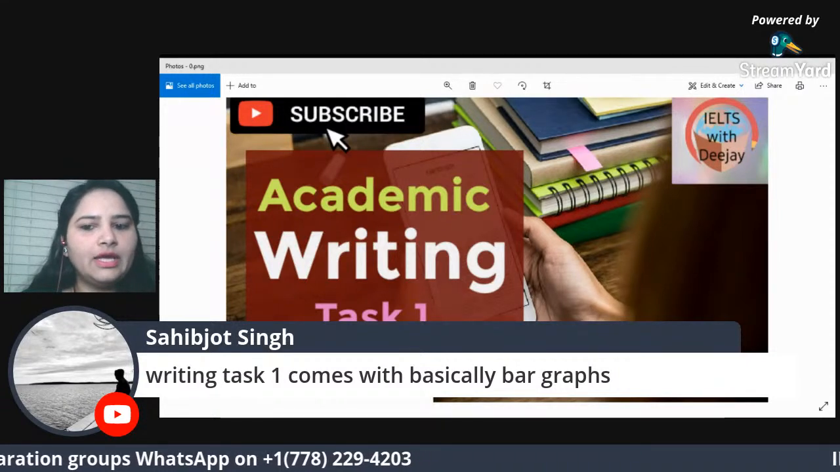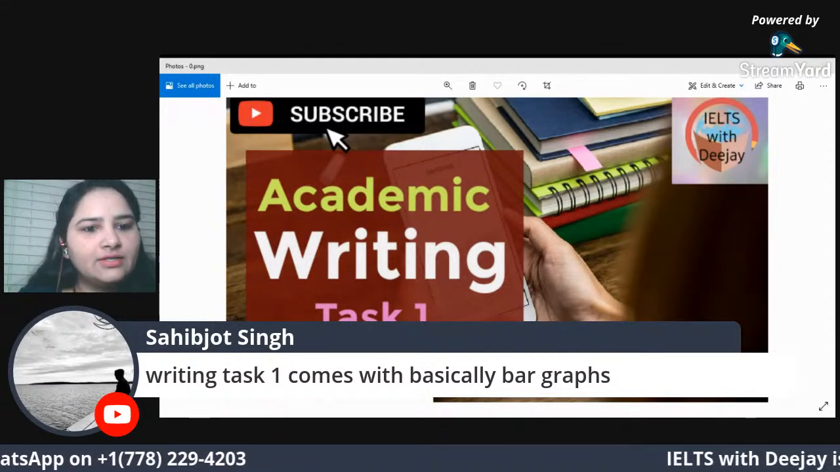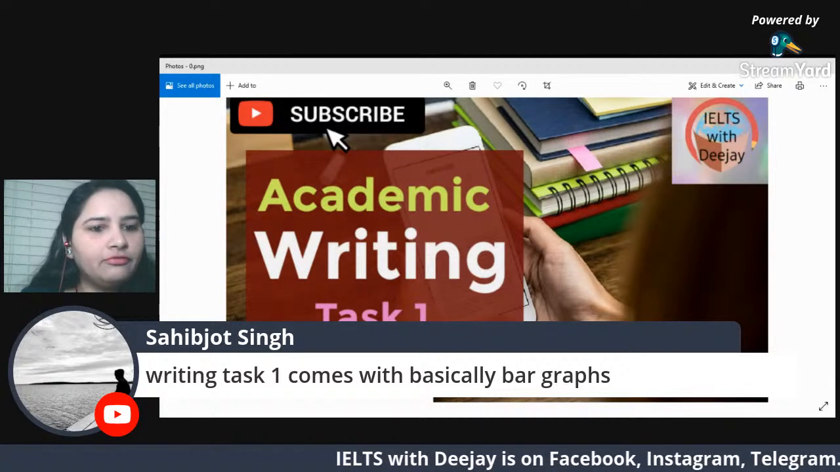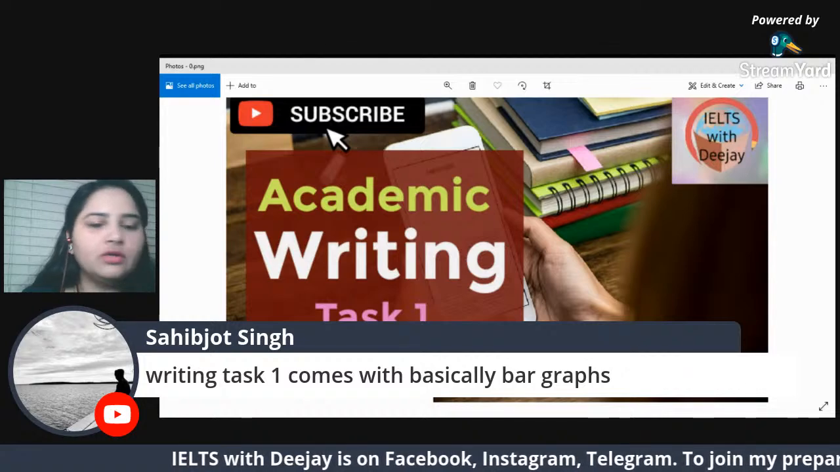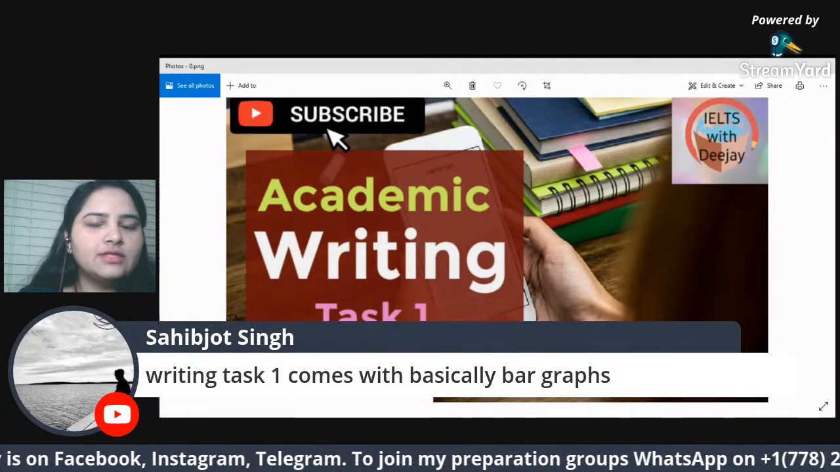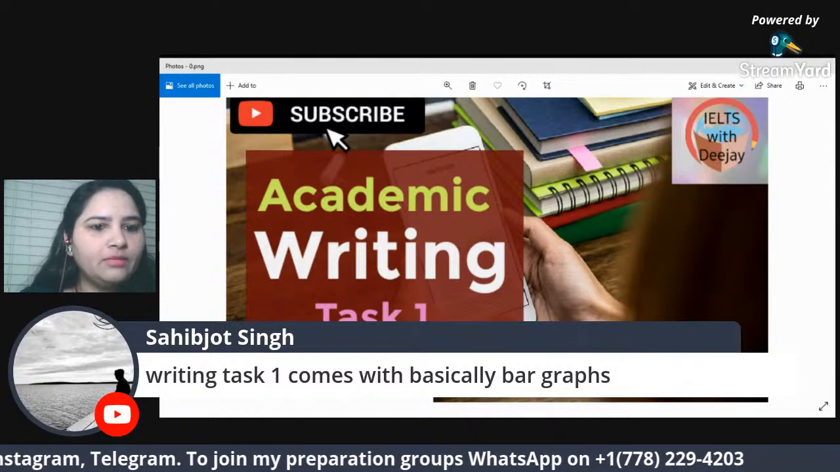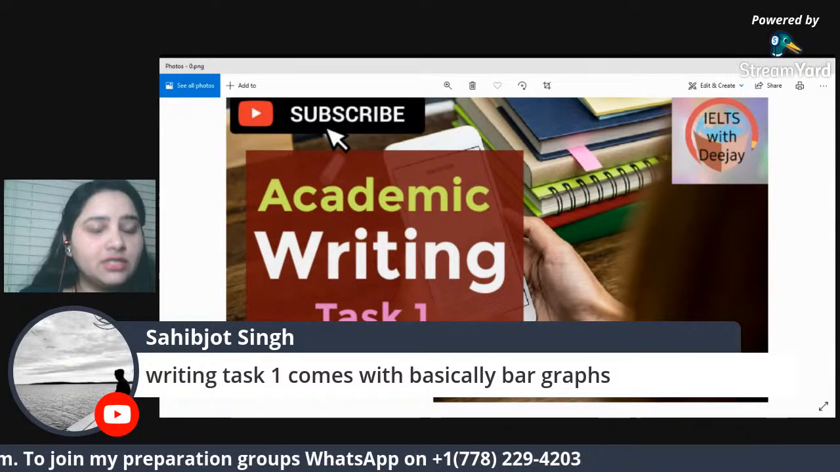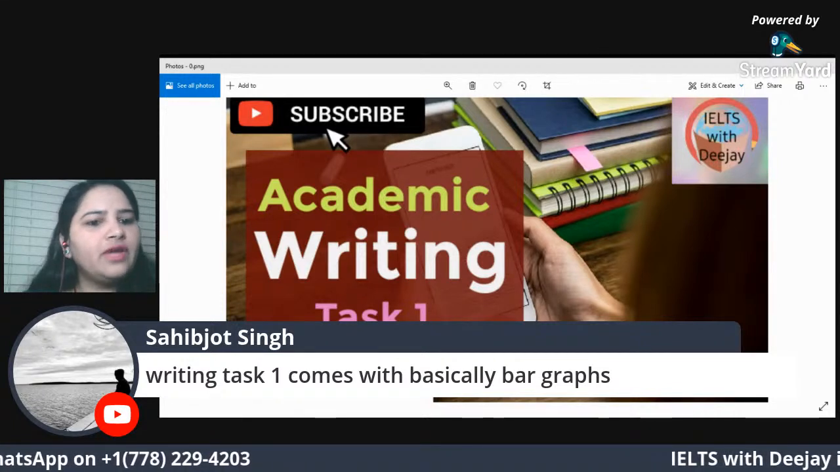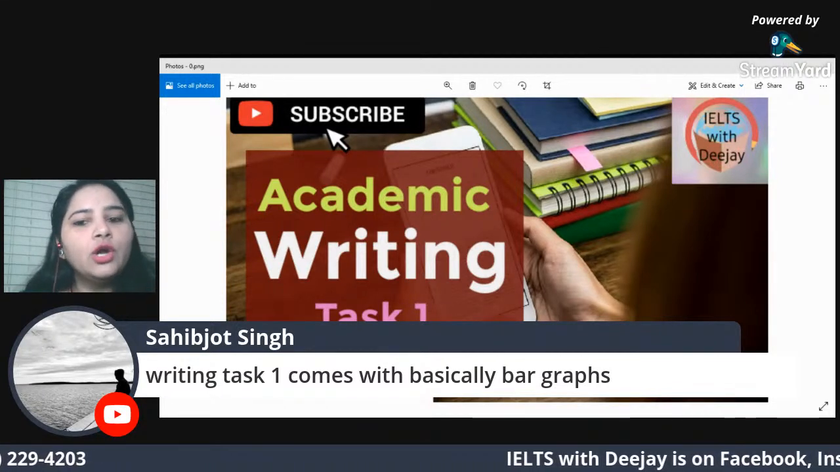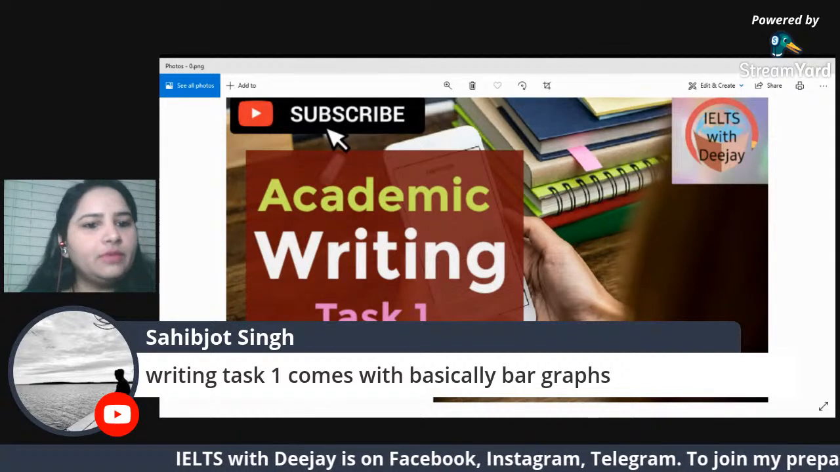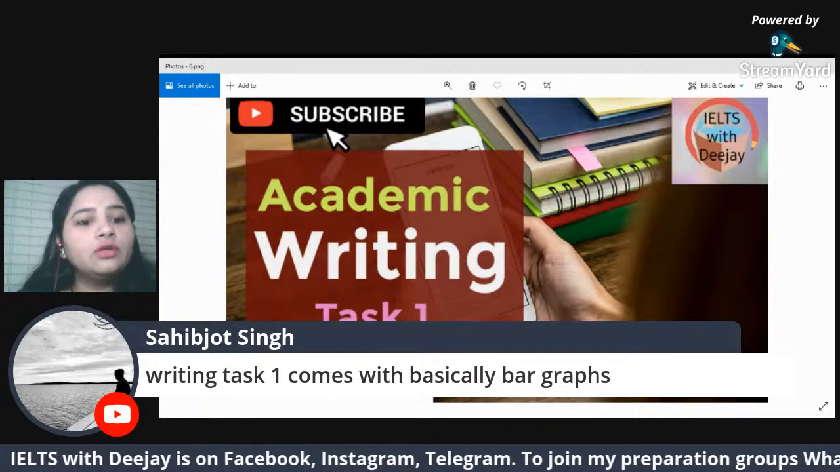True. Yes, the very first thing is that you get two tasks. Task one is going to be a graph for the academic students and a letter for the general ones. There you will get any of the charts: a bar chart, a pie chart, a table, a process, or a picture. Sometimes we have two pie charts and one bar graph, or one pie chart. That can also be the case. So you have to learn all the things.